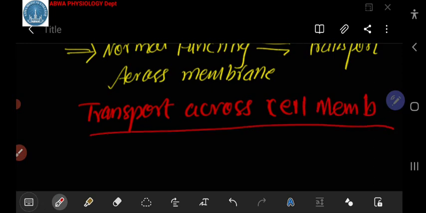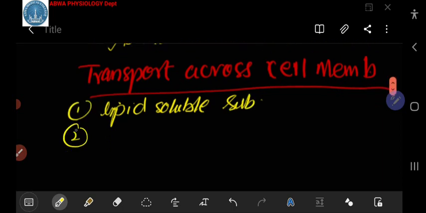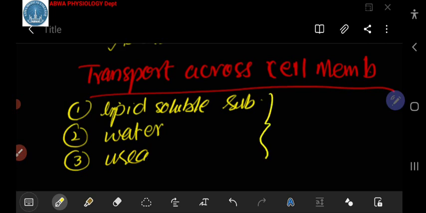As we already know, lipid soluble substances, number 1, number 2, water, number 3, urea, can pass easily through the lipid bilayer of the cell membrane. They can pass very easily. We already know about it.